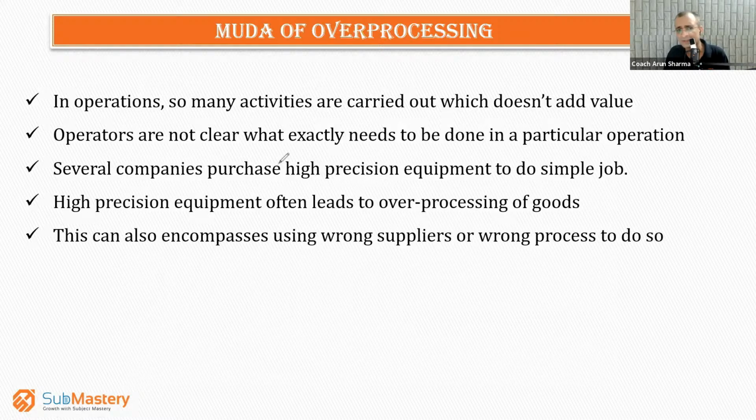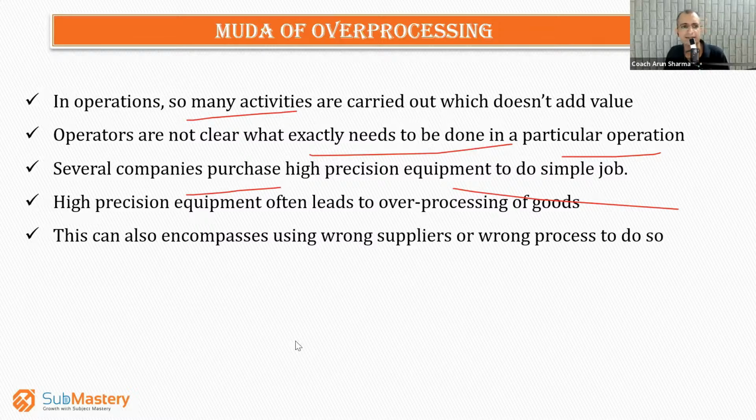Operators are not clear what exactly is to be done in a particular operation. They are confused. Similarly, several companies purchase high precision equipment to do a simple job. Okay, for that there's something which can be done by low precision equipment. If you go for high precision equipment, as I said, it will take more time, more cycle time, and which will cause overprocessing. Higher precision equipment leads to overprocessing of goods. This can also encompass using the wrong supplier, wrong process, right? So these are some of the disadvantages.